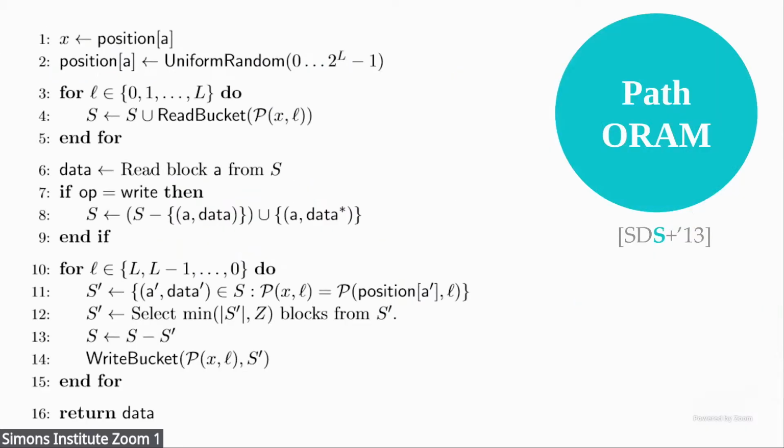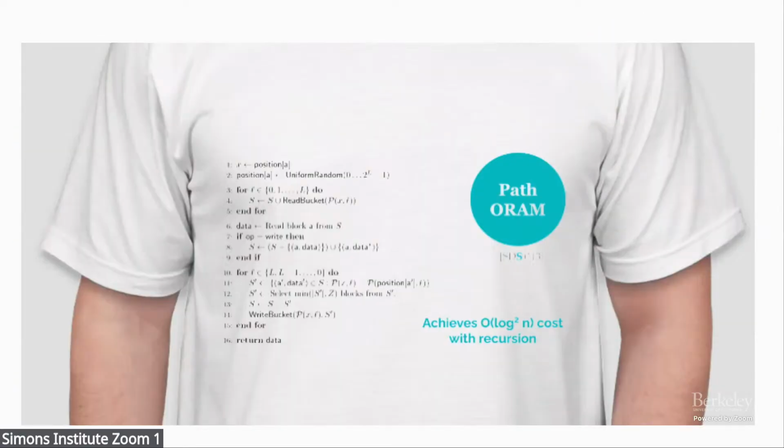So that's Path ORAM. It's extremely simple. It's a tree. This is the entire pseudocode. It's 16 lines, including and, for, and if. It's so simple you can print it on a T-shirt.